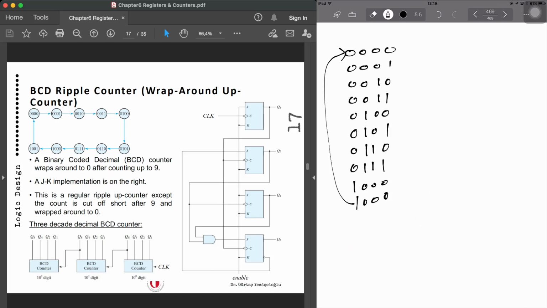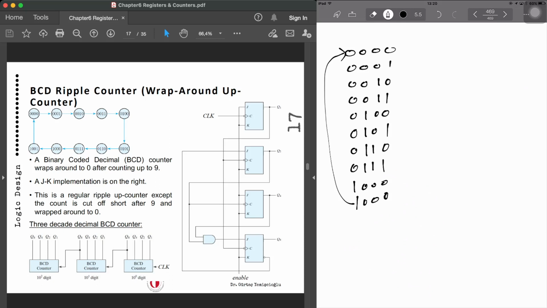Now, there's a trade-off over here. If the counting speed is more important than the counter size, then we have to use synchronous counters. But if counter size is important, then we can use asynchronous because clocking needs extra routing space and area.